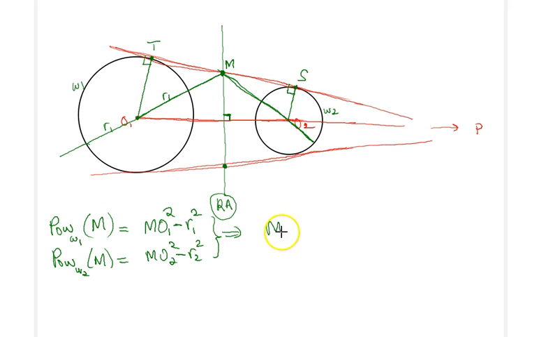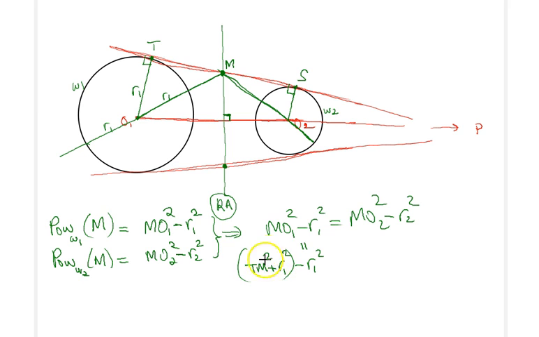First of all, let's write that down. MO1 squared minus R1 squared is equal to MO2 squared minus R2 squared. Second of all, I will replace MO1 with O1T, which is simply R1, obviously, R1 squared plus TM squared. So this expression on the left hand side is simply equal to TM squared plus R1 squared minus R1 squared. Remember that MO1 is just this first expression here.